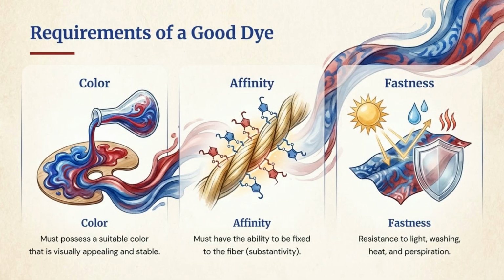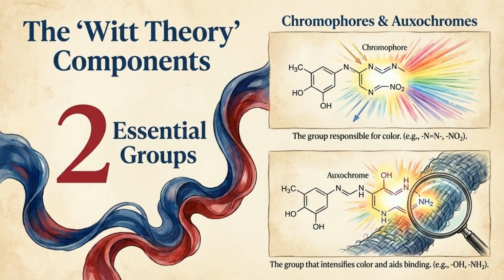Color must be visually appealing and stable. Affinity is the ability to fix to the fiber. Fastness is resistance to light, washing, and heat. According to the Witt theory, dyes have two essential groups. Chromophores are responsible for the color, while oxychromes intensify the color and aid in binding to the fiber.